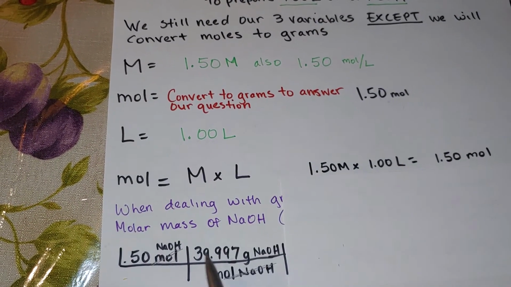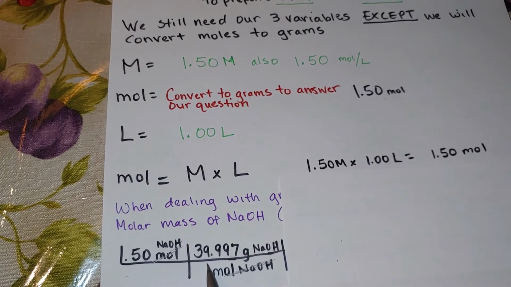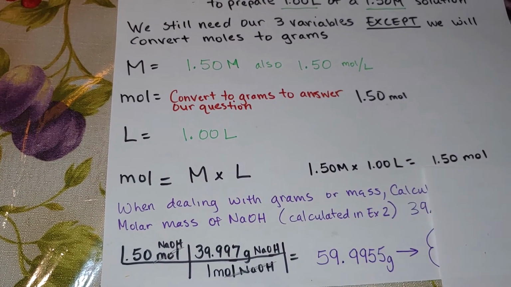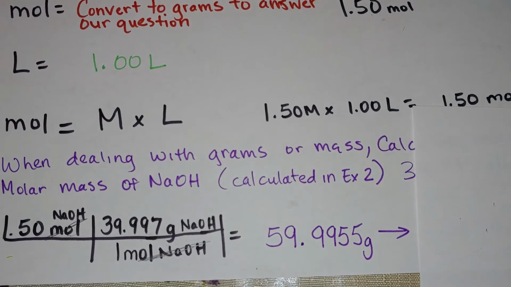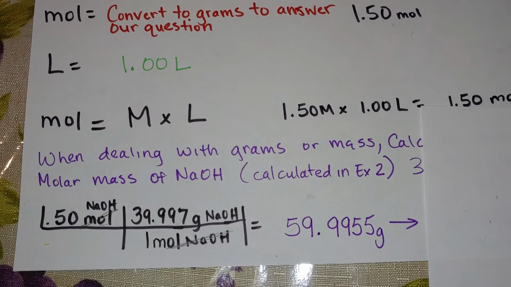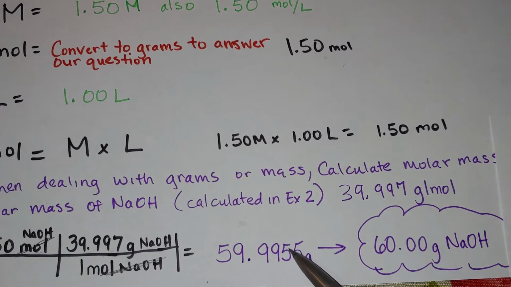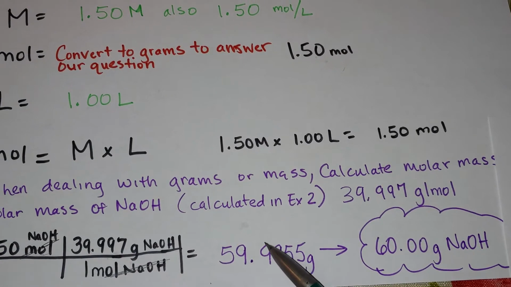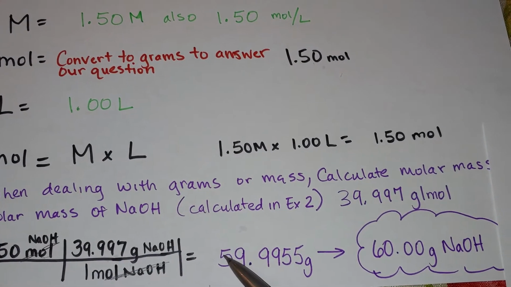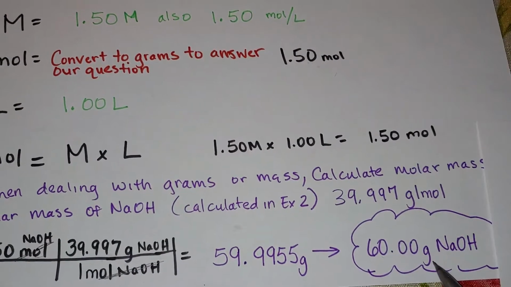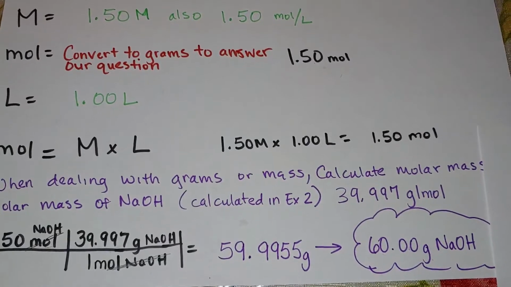We multiply the 2 top numbers, so 1.50 times 39.997 divided by 1, and our answer comes out to 59.995 grams, which, again, we can go ahead and round. In this case, the 5 rounds up to a 10, the 9 rounds up, and then that rounds up, rounding this to a 6. So 60 grams of sodium hydroxide is our answer for this example.